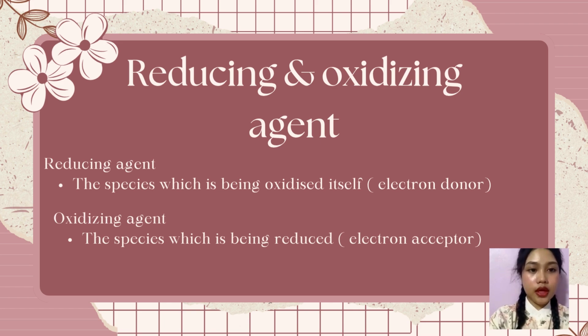Function of a reducing agent is to cause reduction to happen to another substance. While doing so, the reducing agent will itself be oxidized because it loses electrons during the reaction. On the other hand, an oxidizing agent functions to cause oxidation to happen to another substance. At the same time, the oxidizing agent will itself be reduced because it gains electrons during the process. To make it simple, remember that the oxidized substance is the reducing agent and the reduced substance is the oxidizing agent.